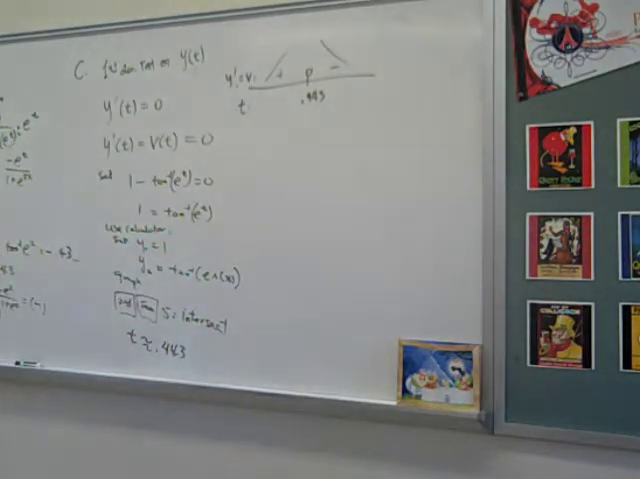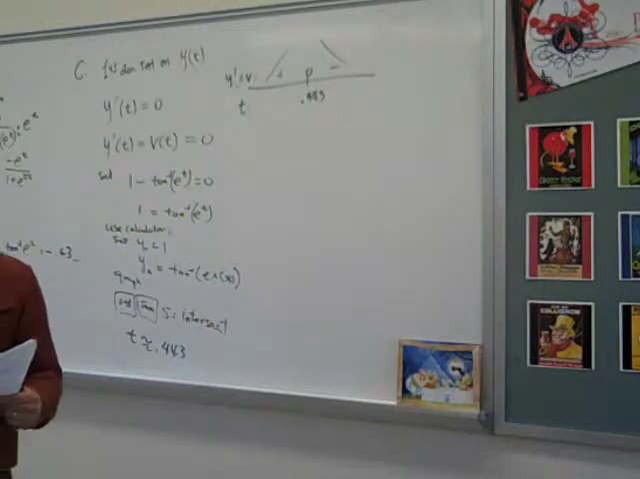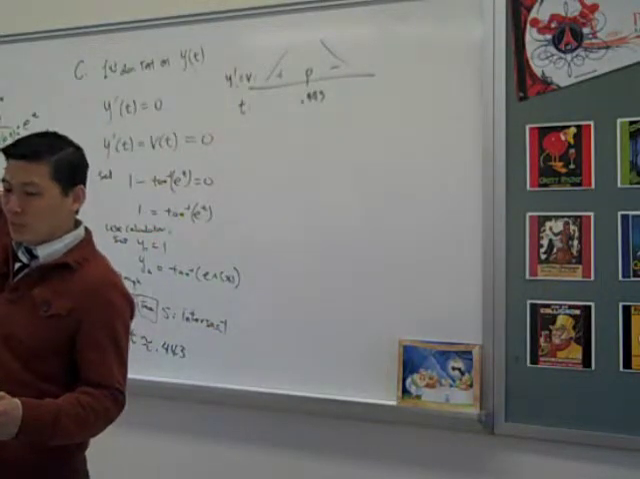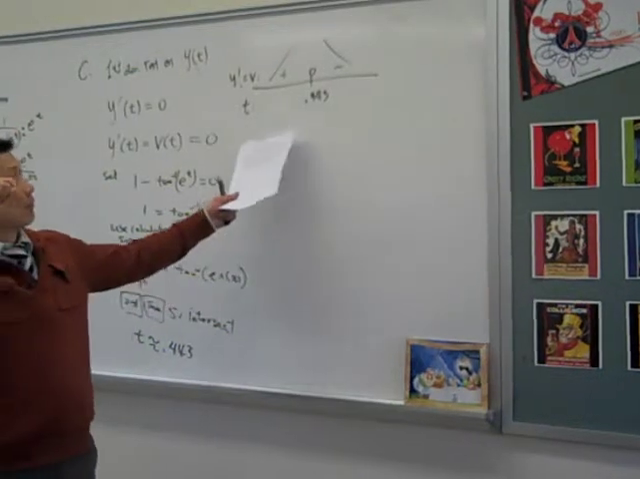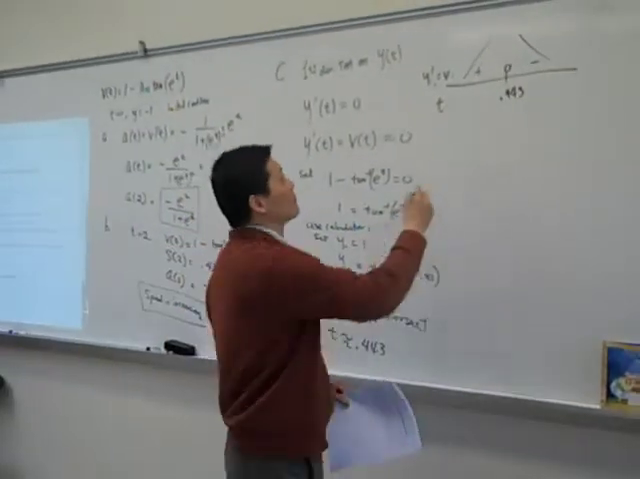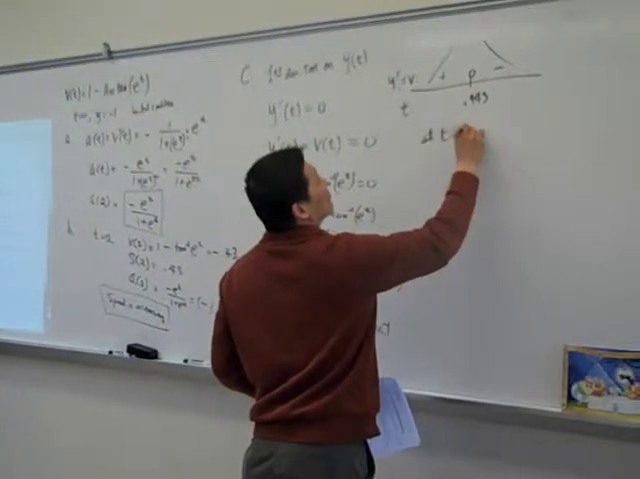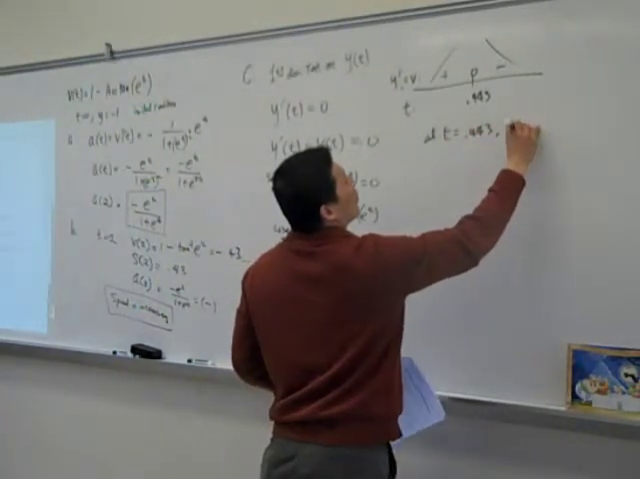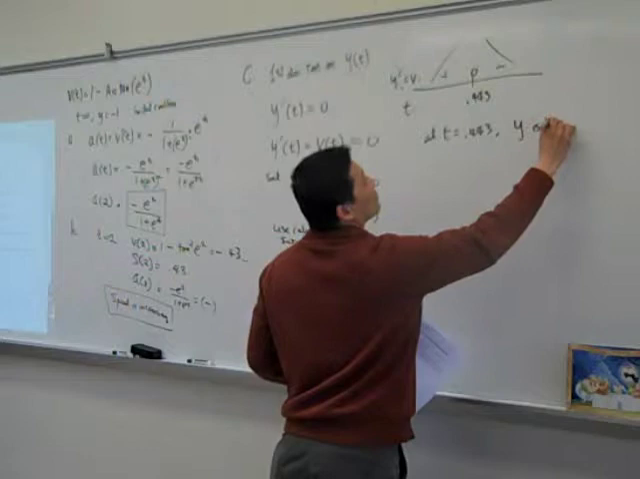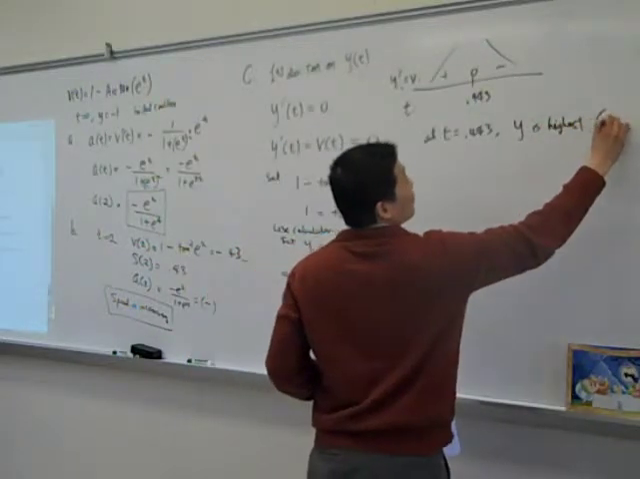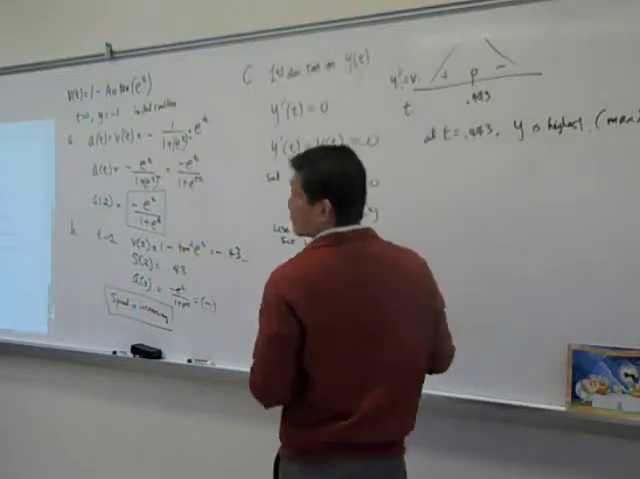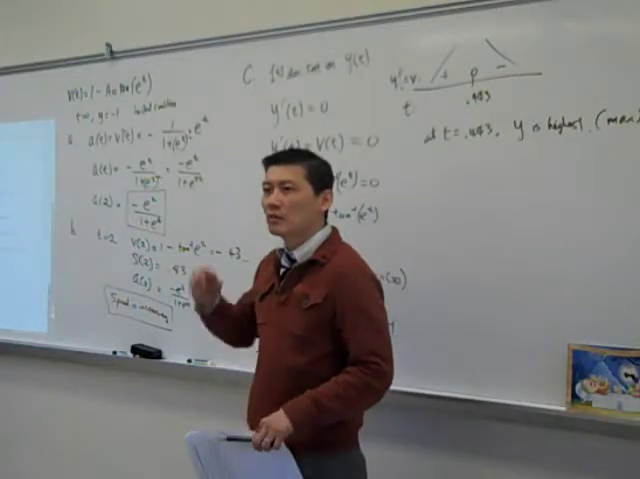So here you have an answer. Part C says find the time at which the particle reaches its highest point. Well, guess what? At t equal to 0.443, y is highest, or max. Now think about it.